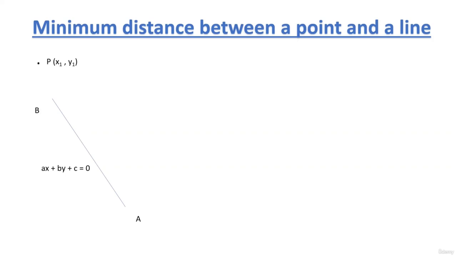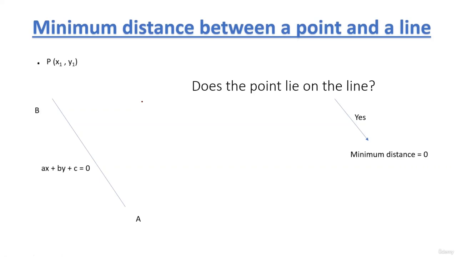Now guys, understand, suppose this point lies on this line only, then the distance will be 0, right? So we need to first check whether the point lies on this line. If the point lies on the line, then the minimum distance between the line and the point will be equal to 0. This is the case always. Whenever we are supposed to find out the distance between a point and a given line, always first find out whether the point lies on the line.